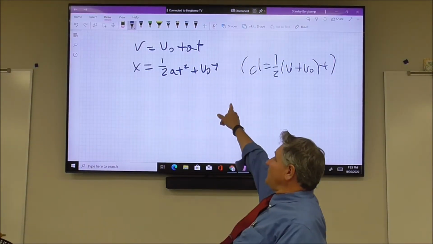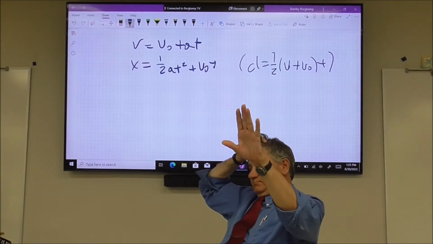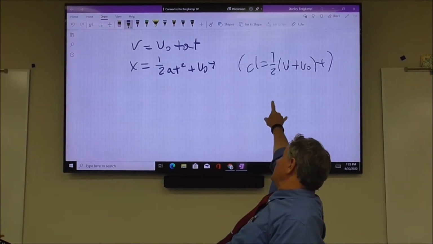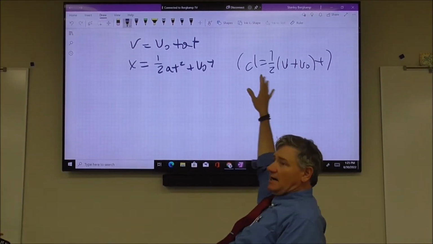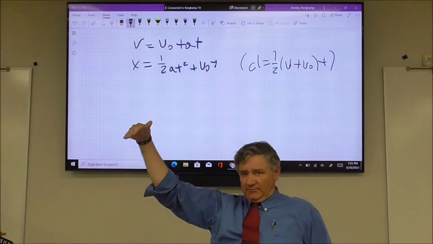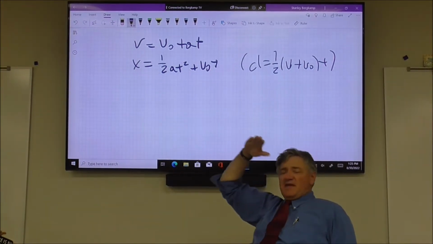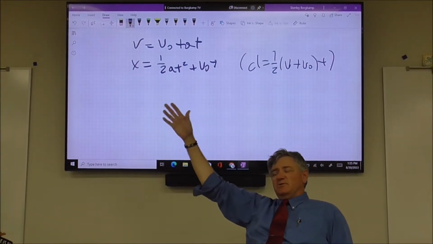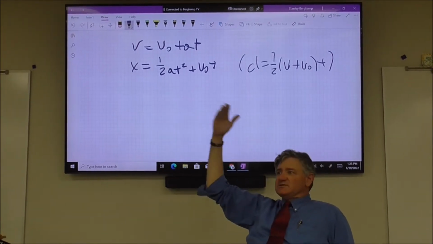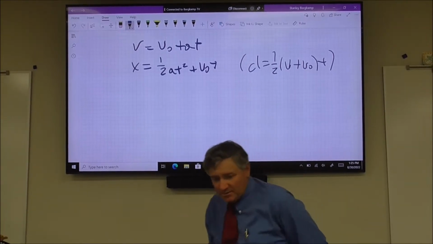So here's what we've got so far. The first two equations up there are what's on your equation sheet. This other one is 1/2 (v plus v naught) times t. That isn't on your equation sheet, but sometimes it's handy to have. All you're doing is taking the average of two velocities and multiplying it by time. That's all there is to it. So there isn't a lot to memorize.